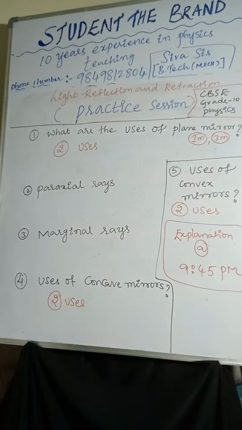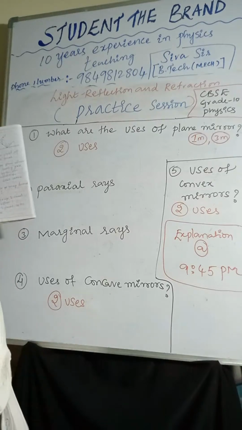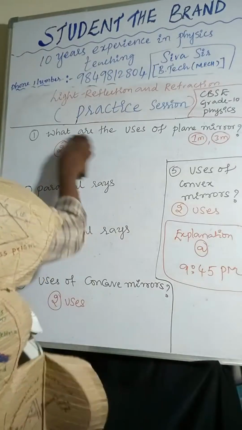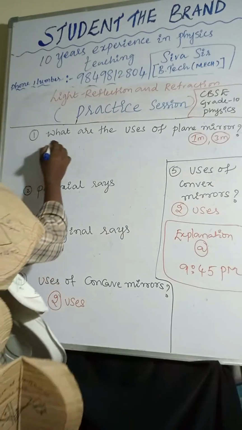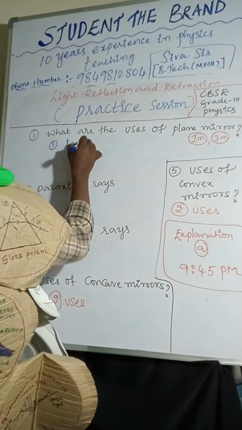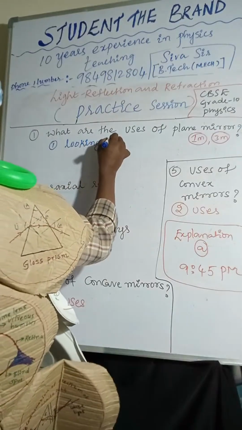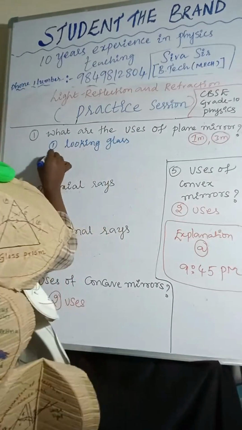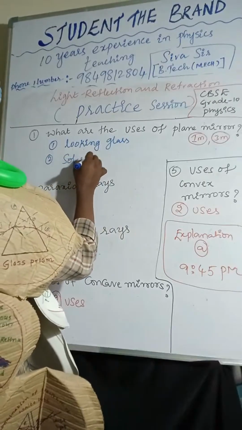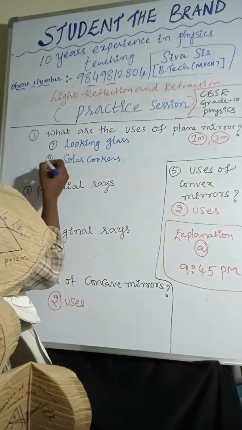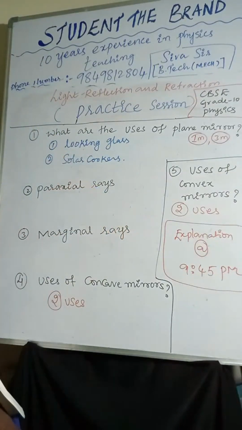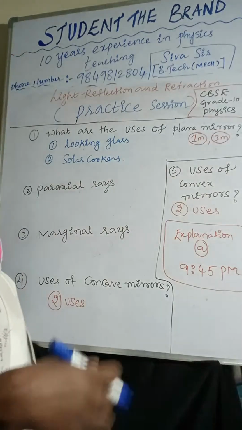They are used as looking glass. First one is looking glass. Second one is solar cookers. And the third one, construction of periscope and kaleidoscope also.